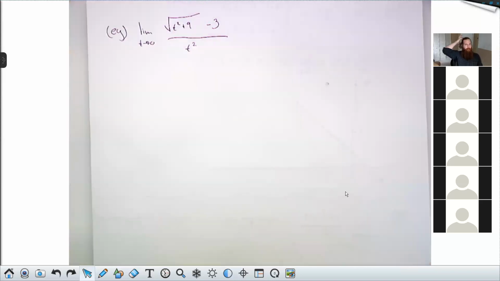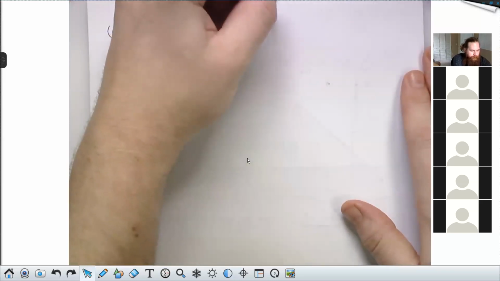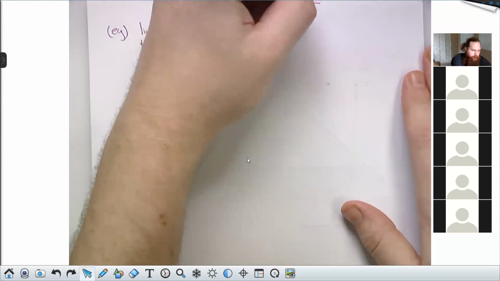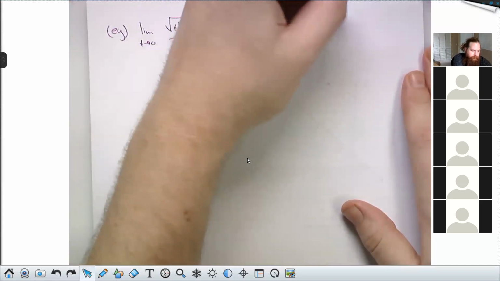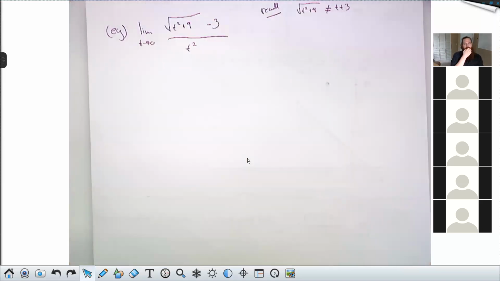So we have a similar problem here. If I try to plug in t equals 0, the top and the bottom are both 0. But here there's no obvious way to factor or FOIL because of the square root. Remember, the square root of t squared plus 9 is definitely not t plus 3. Square roots do not play nice with addition or subtraction. Can't do that. So we've got to come up with something else.